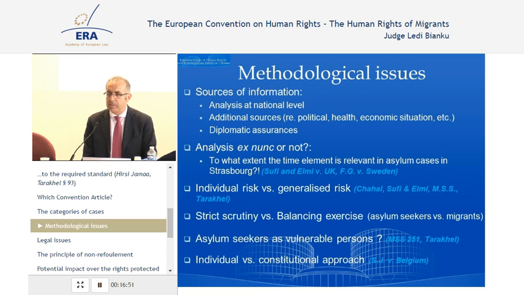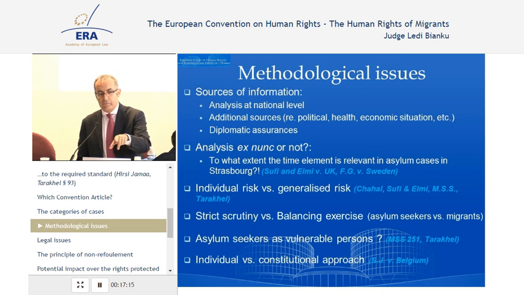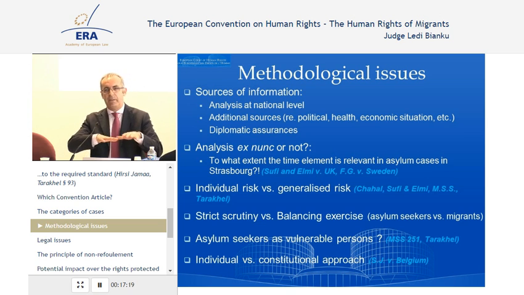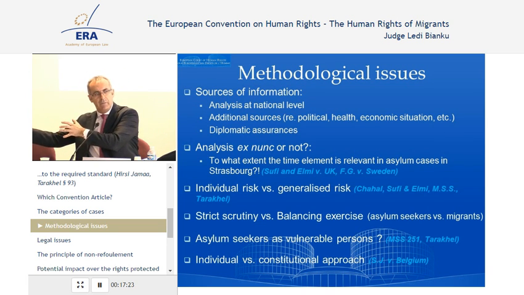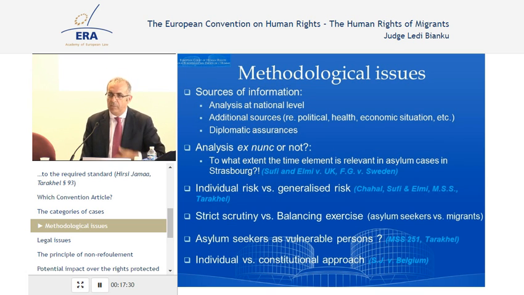As to the type of the analysis, it is important to mention the distinction between strict scrutiny. In asylum cases, we always conduct a strict scrutiny because there are in place Articles 2, 3, absolute rights of the convention. So we have to be strict there. Whereas in the migrants issues, we have a balancing exercise, which means that if the family life can be conducted in the country of origin, we might, on balance, say they can be removed there. Whereas for asylum seekers risking lives, we cannot say in balance that the person can be removed there. And the asylum seeker as a vulnerable person, especially Tarakhel, MSS, paragraph 251, and Tarakhel as well.